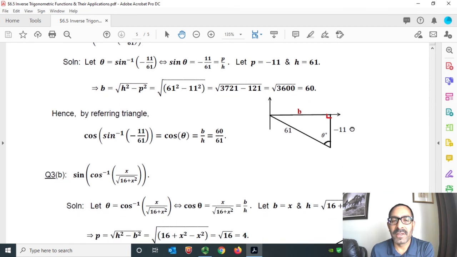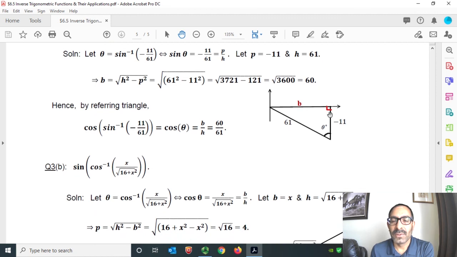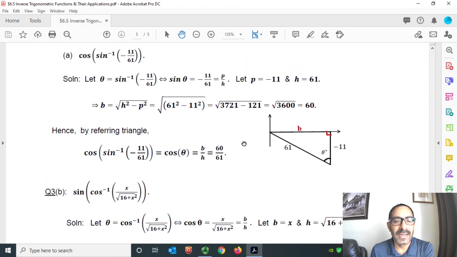So on the diagram here, this is the hypotenuse 61. This is the perpendicular -11, and this is the base 60 we just found. The right angle is here, and this is the reference angle. Then let's use this triangle to answer these questions here.